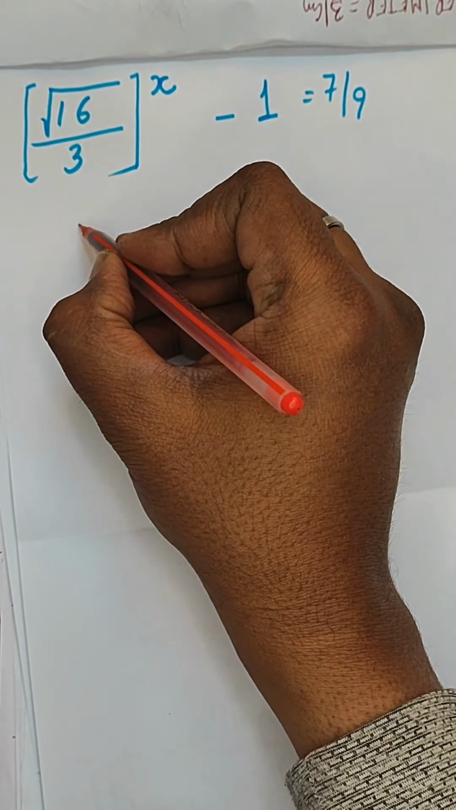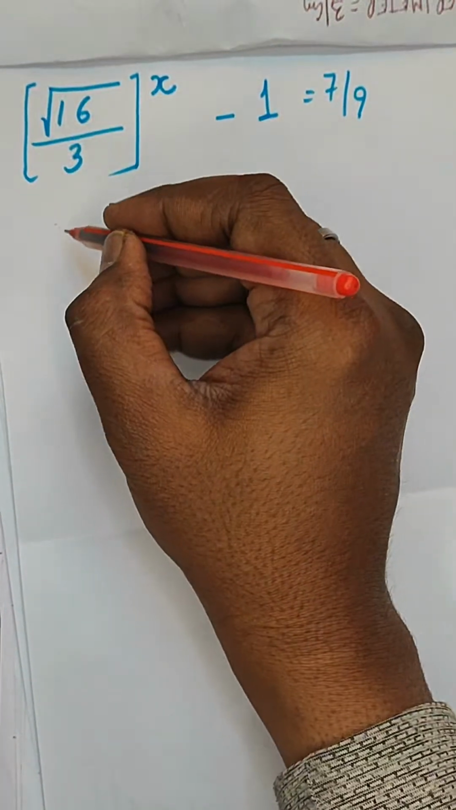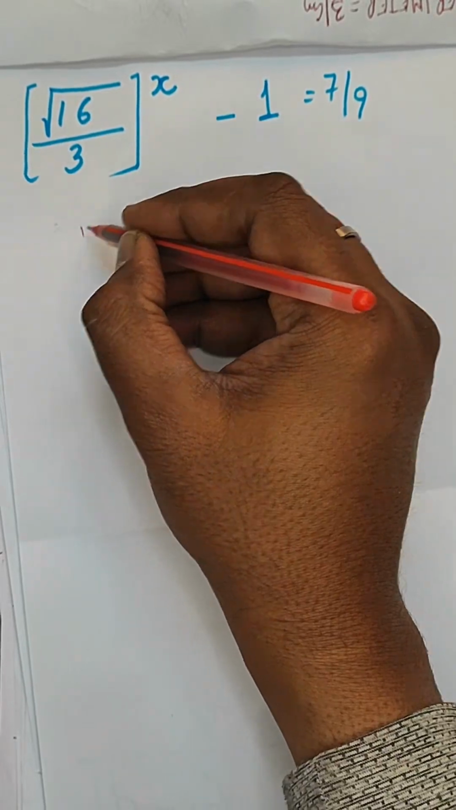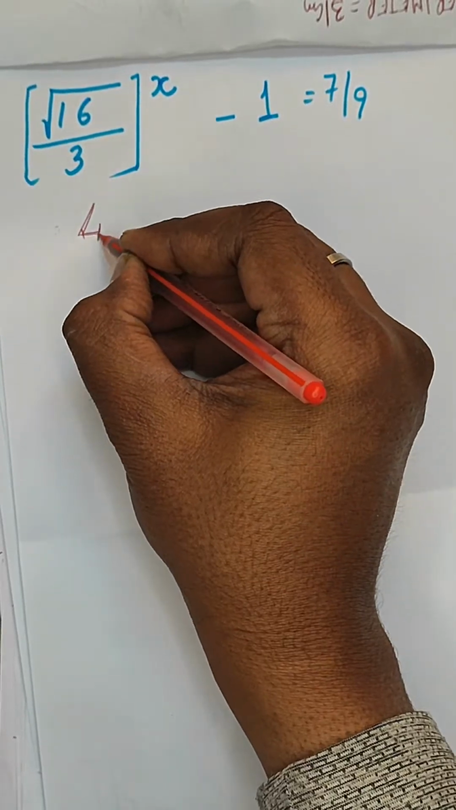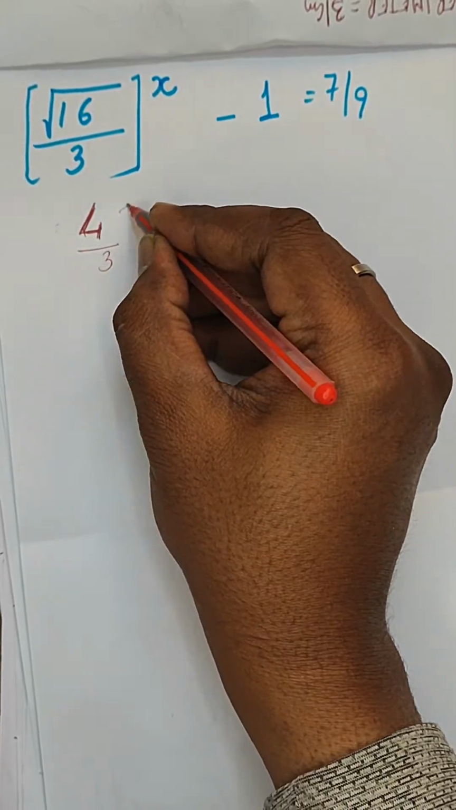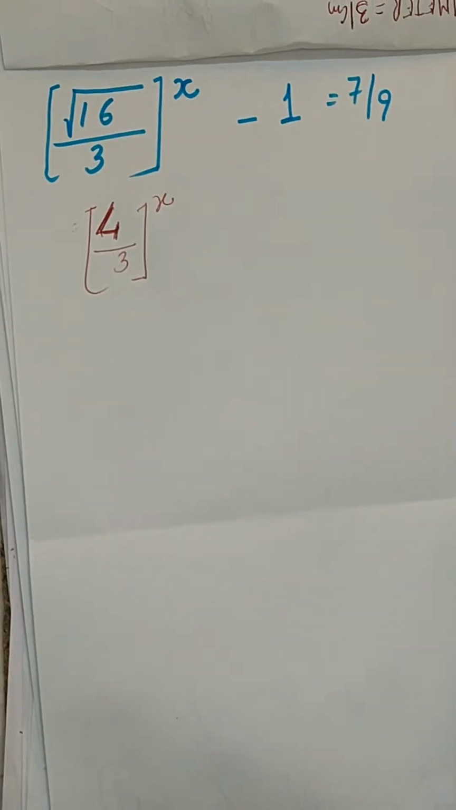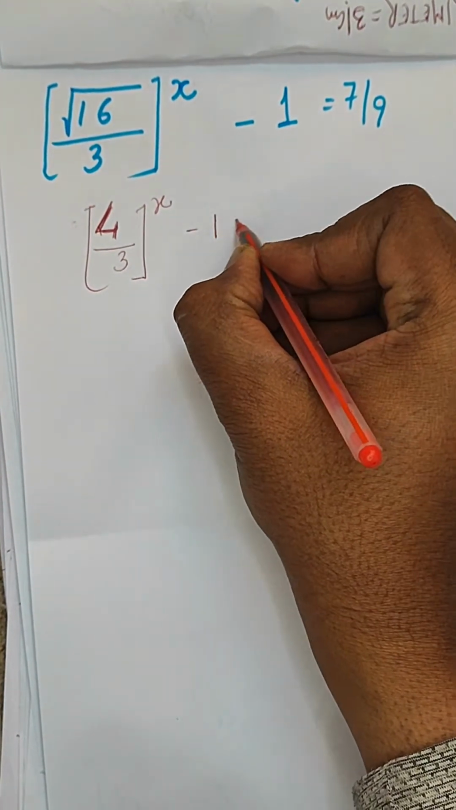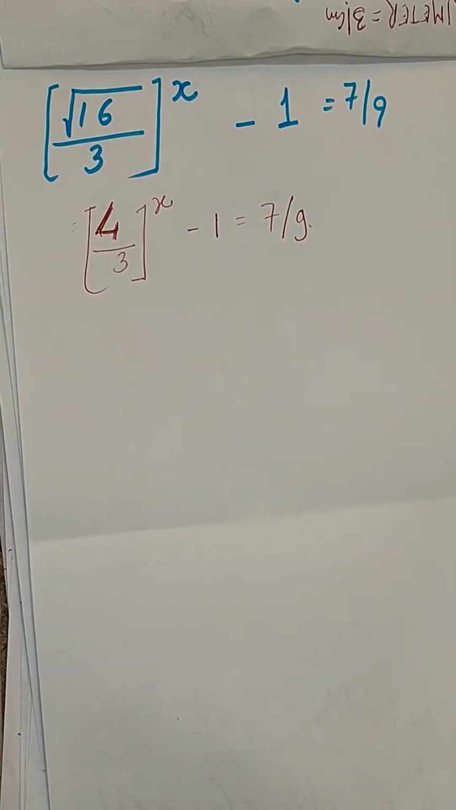In the next step, just write it: root over 16/3. So out of root 16, 4 can be taken out, right? So (4/3)^(x-1) is equal to 7/9, right?